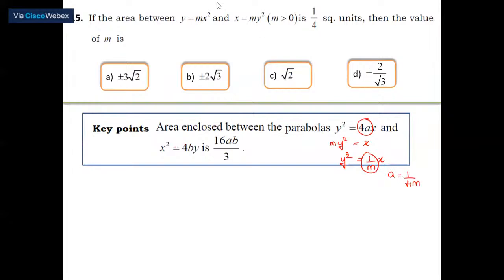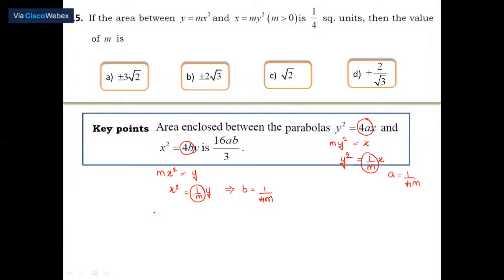Similarly, the equation we have with respect to x square is, it is m into x square is equal to y, or x square is 1 by m into y. So in place of this 4b, here we have 1 by m. So b is nothing but 1 divided by 4m.